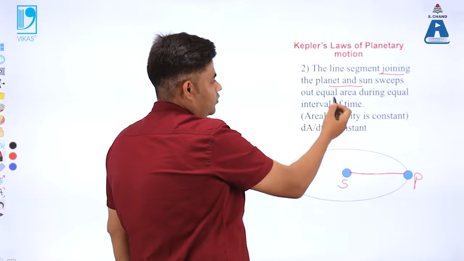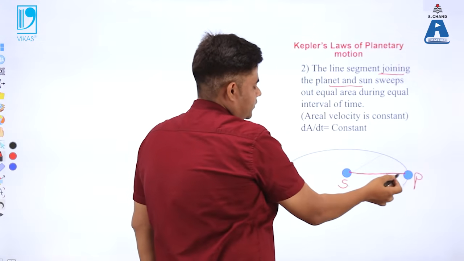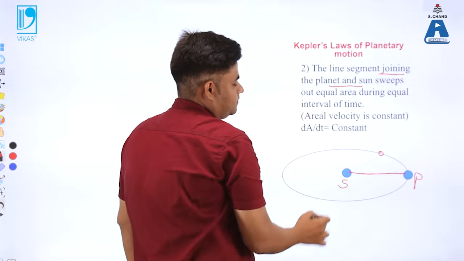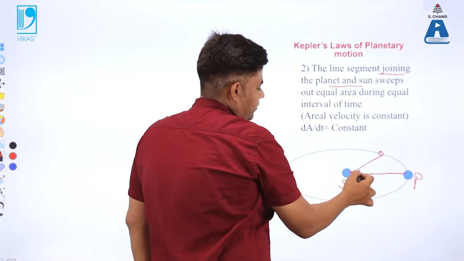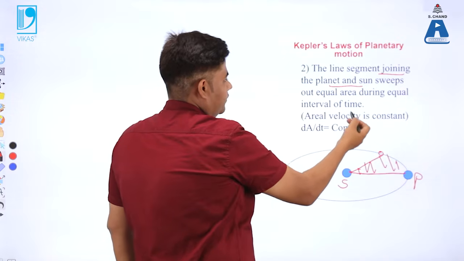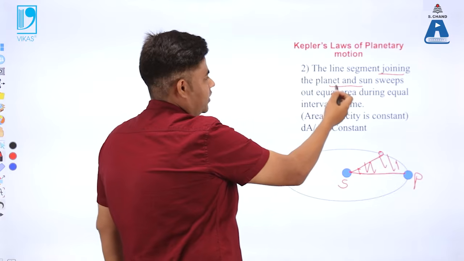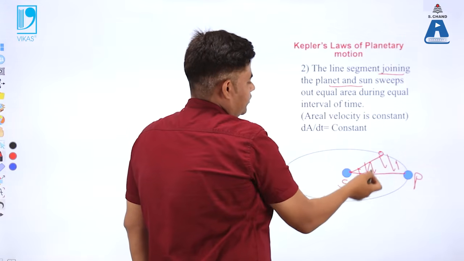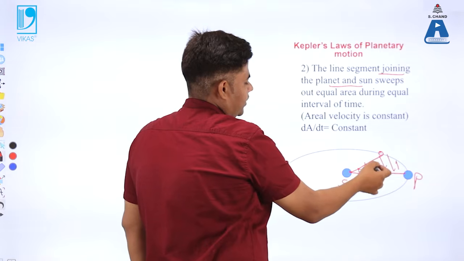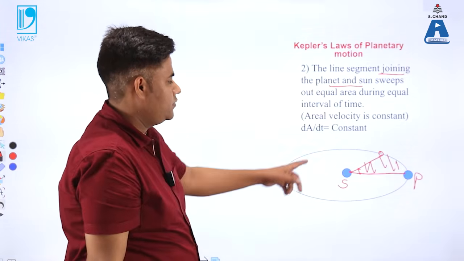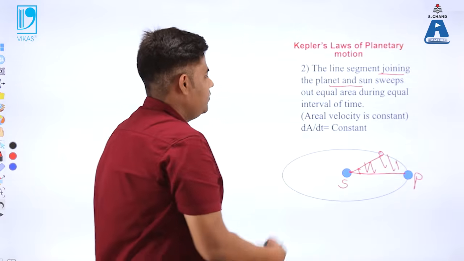It sweeps out equal area during equal intervals of time. Let's say the planet is here, after some time the planet reaches here. So the area that it sweeps during equal intervals of time, the line segment joining the planet and the sun sweeps out equal areas during the equal intervals of time. That means this is an equal area, then after some time the area that the planet covers would be the same as the previous situation.